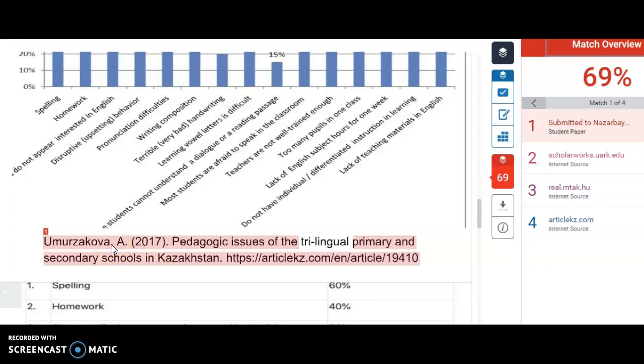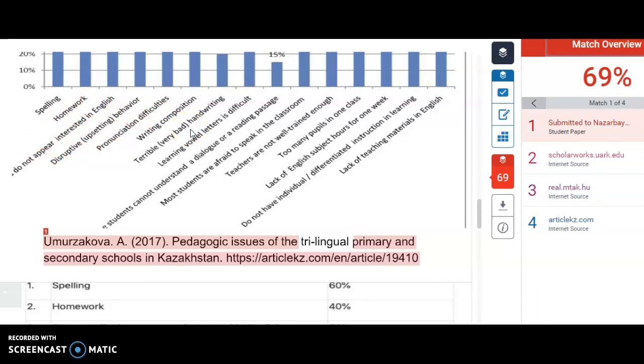Now, when you're discussing that, you're not really talking only about content, but you're talking about how that source inspired you, how that shaped your interest in the topic, how it gave you direction. That's what you're discussing. So instead of simply saying there's, I don't know, 60% of them have spelling problems, 40% have homework problems and all that, you're going to discuss it in a different way.